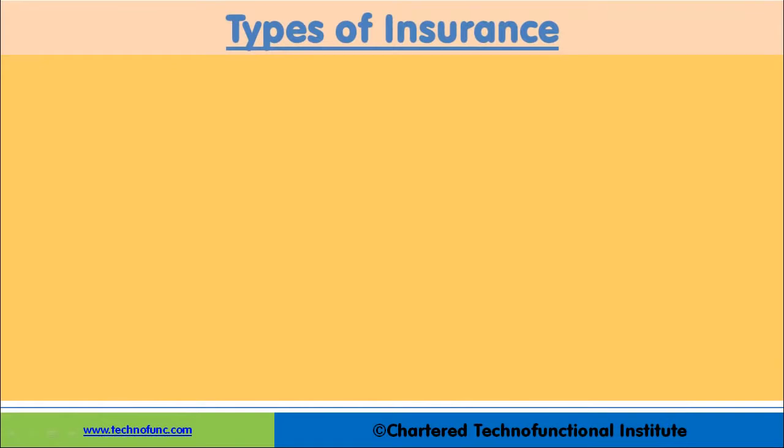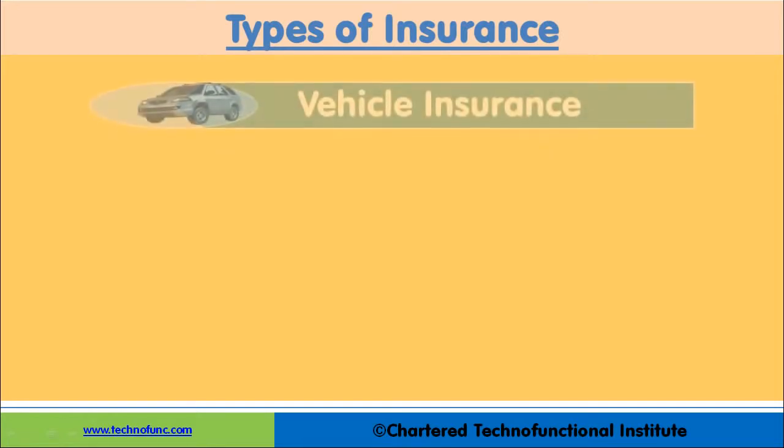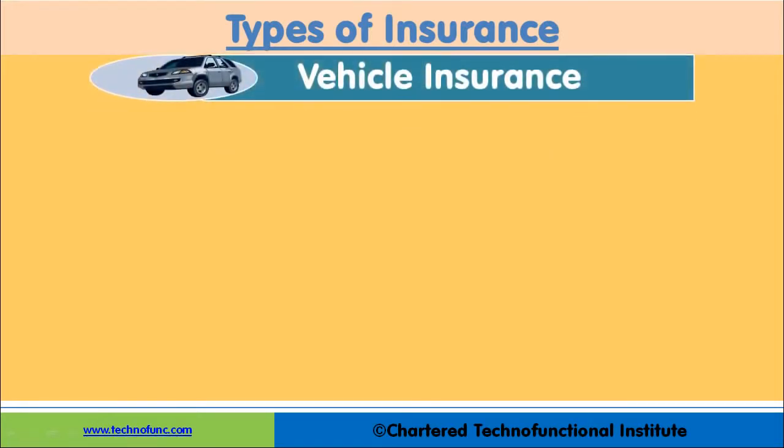There are majorly 6 types of insurance covers. Vehicle insurance. Any financial loss arising due to accident of the vehicle owned by the policyholder is covered under vehicle insurance policy. In some comprehensive policies, the expenses on medicines for treating injuries and any other medical expenses are also covered.